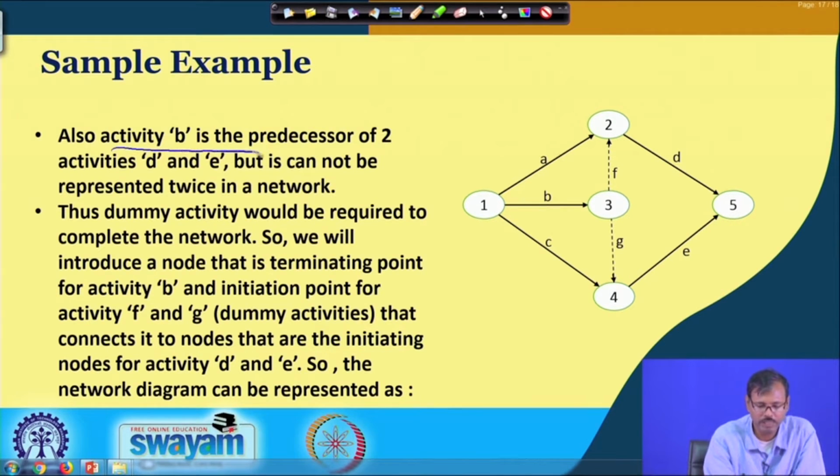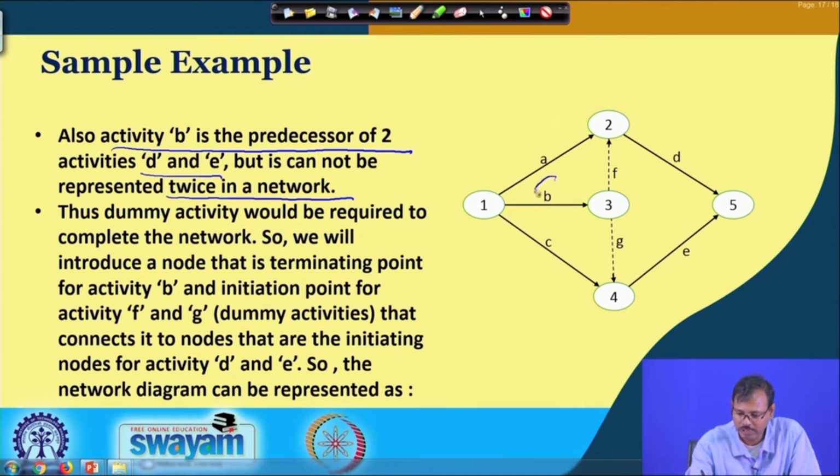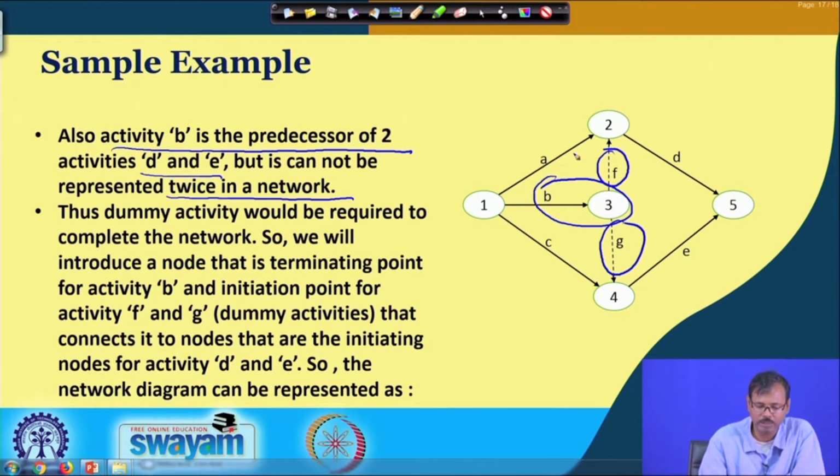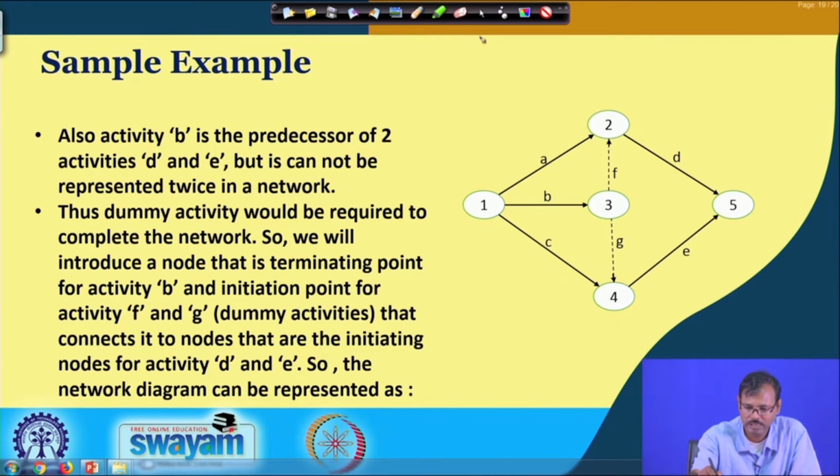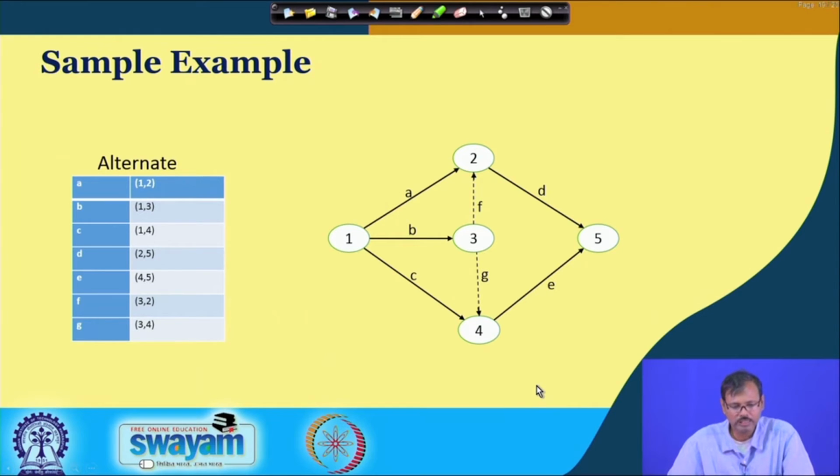So, activity B is a common predecessor for both D and E. So, it is represented twice in the network. Thus, we are placing this B activity in the middle and connecting this activity with two pseudo or dummy activities F and G, so that the precedence of D and E can be represented in its best way. So, these are the examples created so that you can understand the requirement of this dummy activity to complete the network. So, let us see how this example in terms of alternate we are showing it.